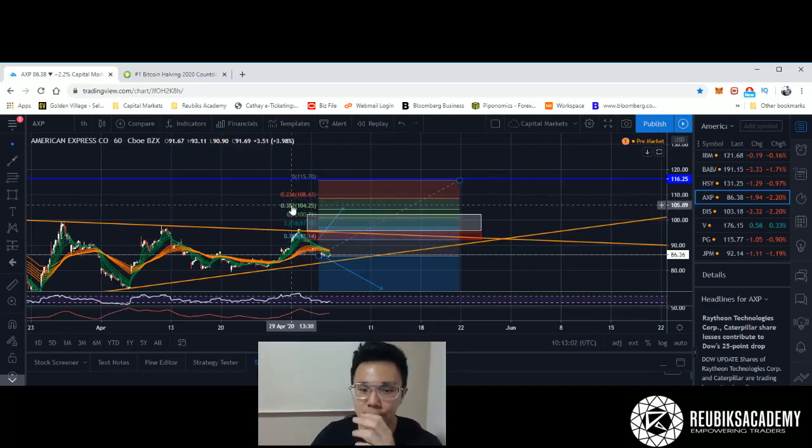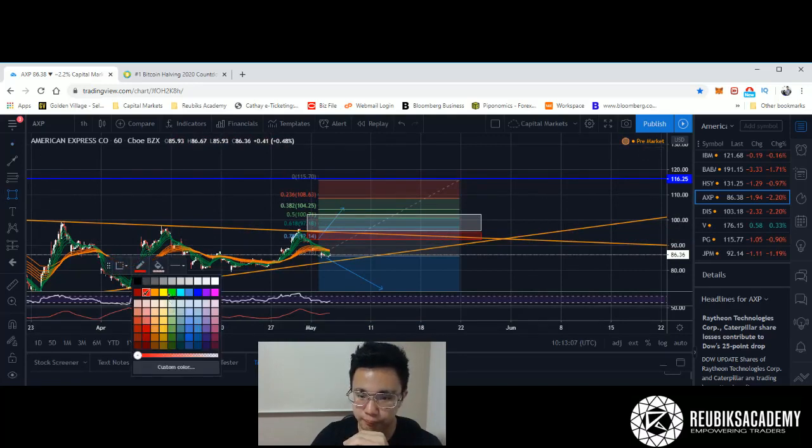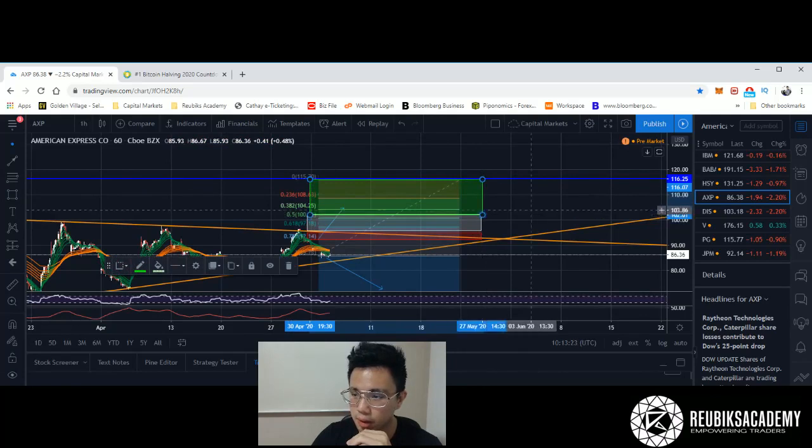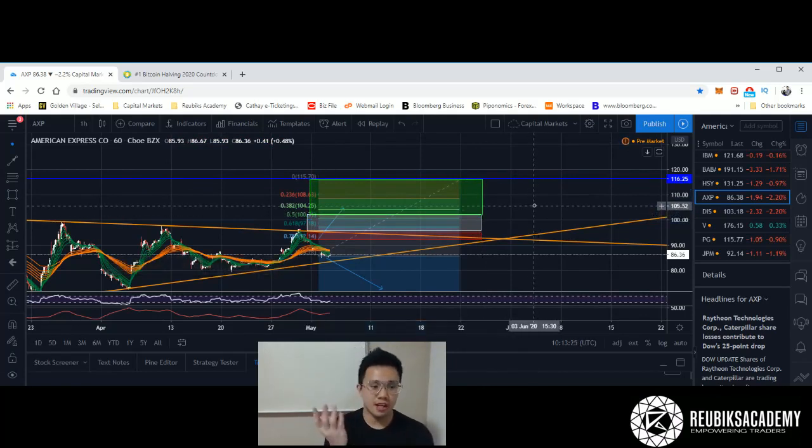And then where is your potential profit margin? Your potential profit margin will be somewhere around here, going right back to the resistance. So you can see again, the green box is a lot bigger than the red box. This is how you want all your trades to look like. You want your trades to look like that, whereby you have a lot more profit margin than loss margin.